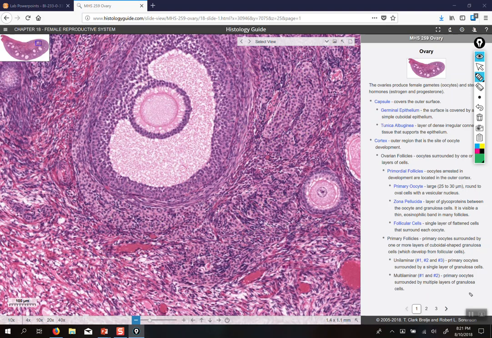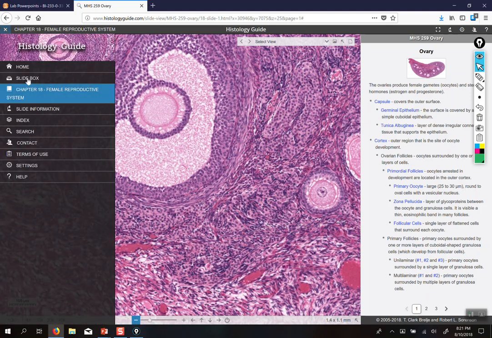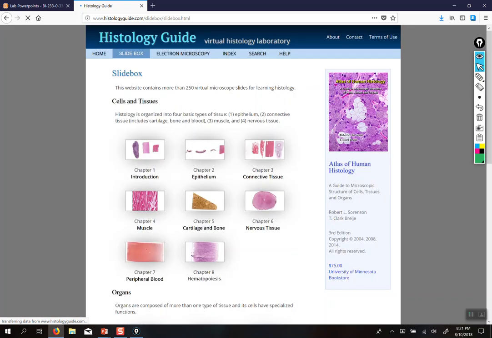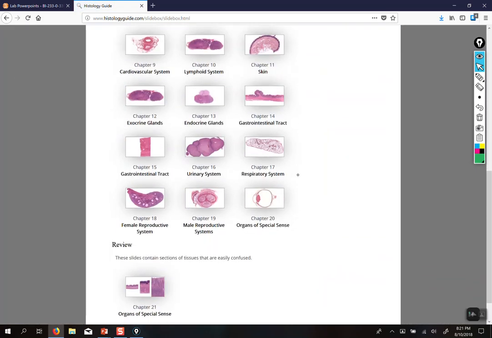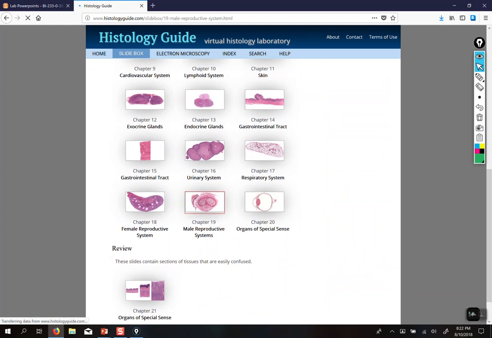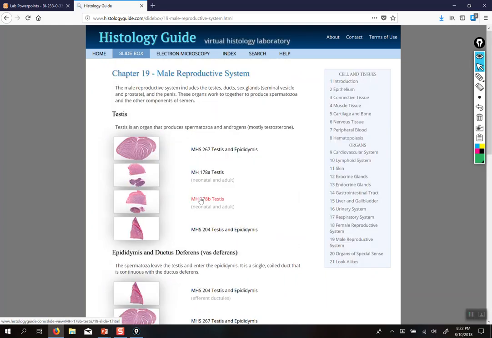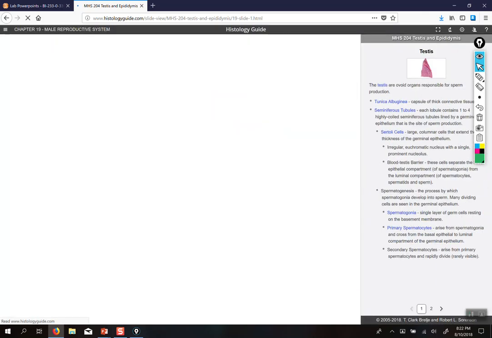Alrighty, so let's look at what's next. I'm going to navigate back to the slide box, and we're going to go look at some sperm developing in their tubes. Okay, male reproductive system. Here we go. And testis and epididymis. So let's look at testis. And I'm going to try and find one with nice big tubules so that I can really zoom in well.